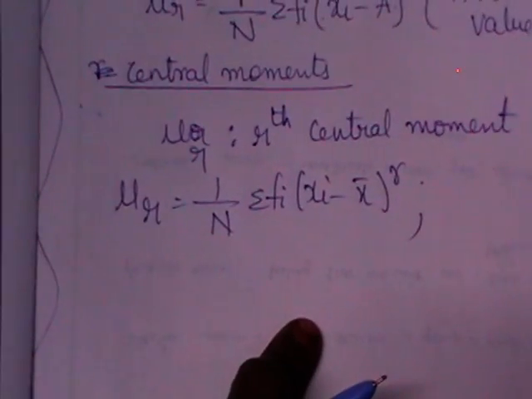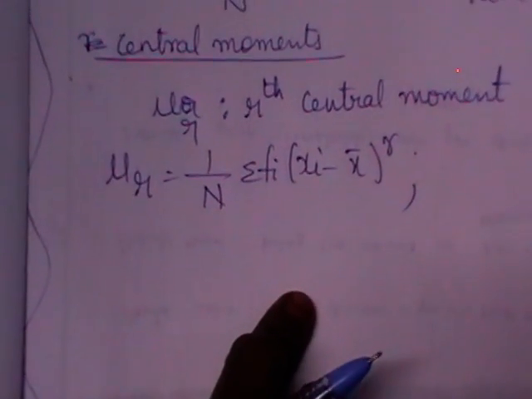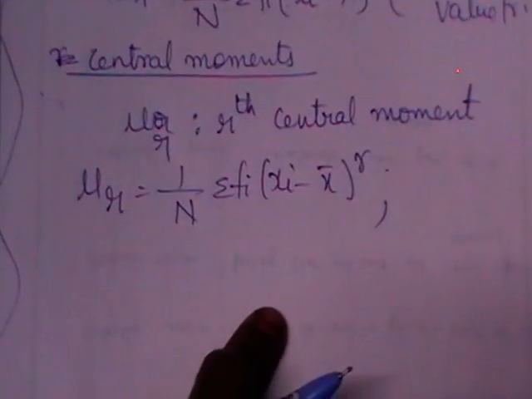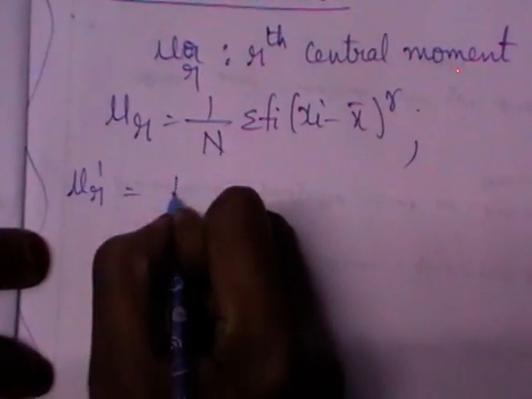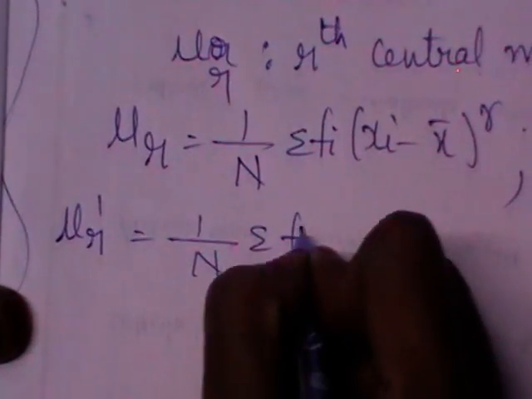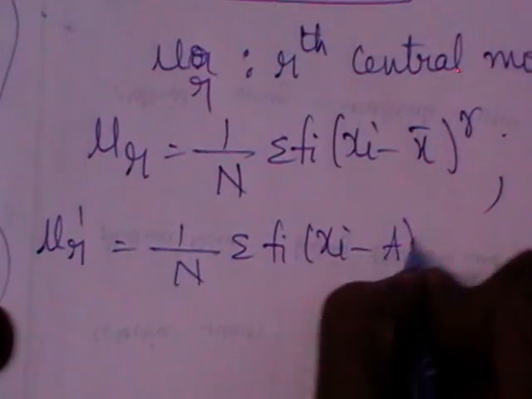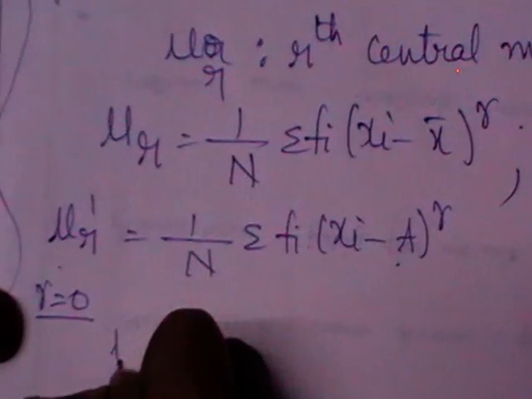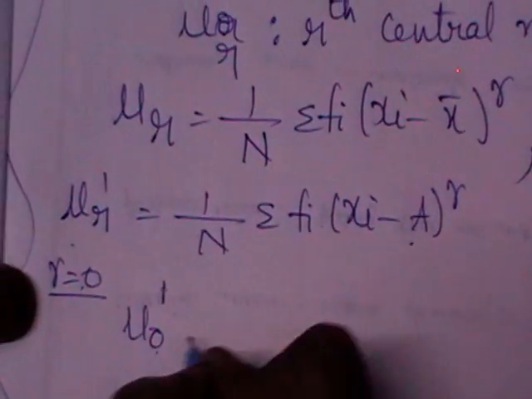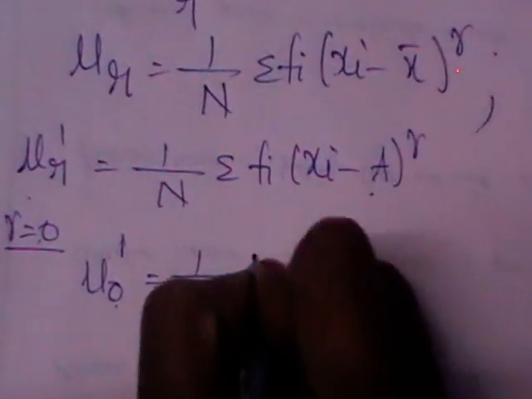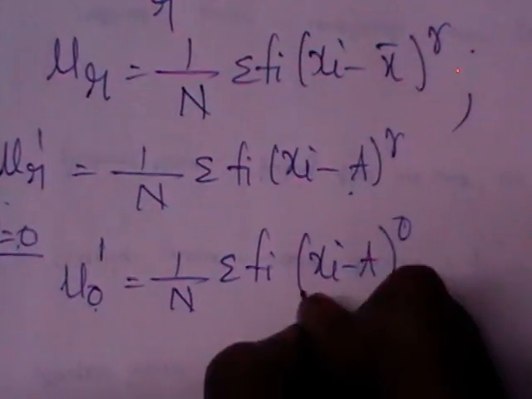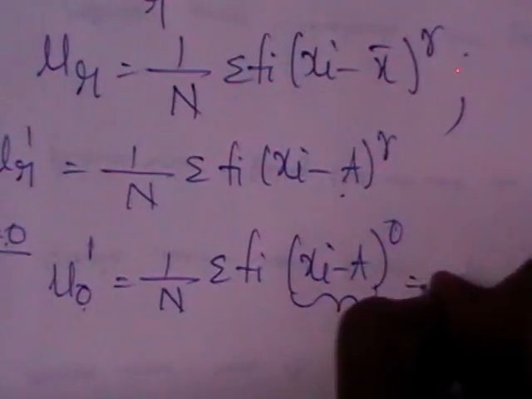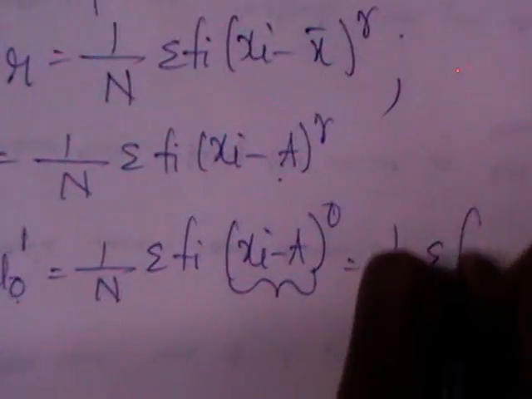Non-central and central moments: we have different theorems on these. Before going to those theorems, let us do a small exercise. Mu r dash is 1 by n sigma f_i (x_i minus a) whole power r. If you put r equal to 0, replacing r with 0, mu 0 dash is equal to 1 by n sigma f_i into (x_i minus a) whole power 0. Anything to the power 0 is always 1. So it is 1 by n sigma f_i.